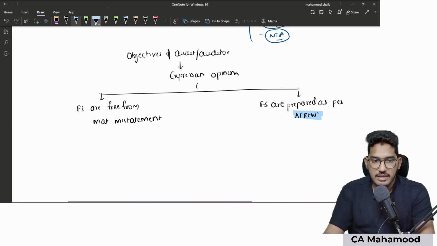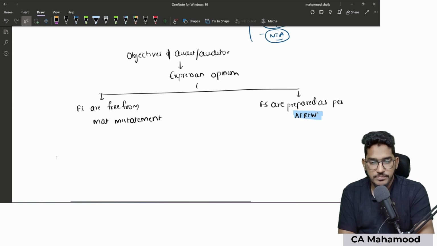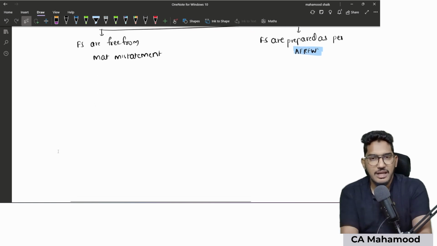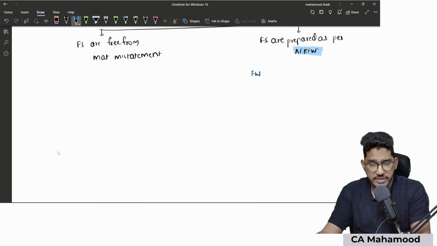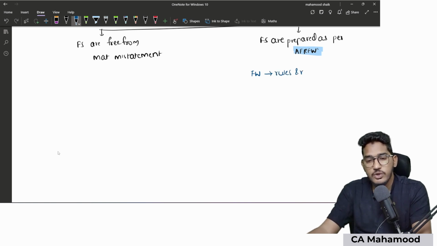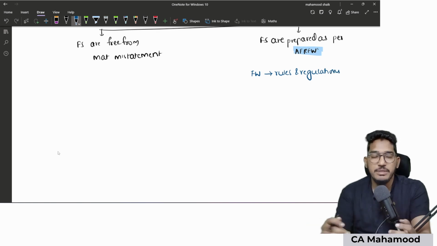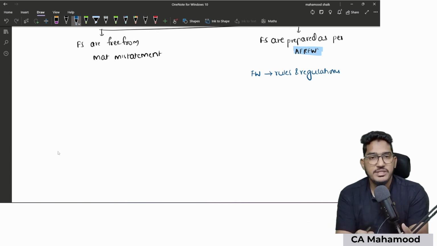Now we need to understand what is the meaning of this term applicable financial reporting framework. Let us divide this lengthy term into subparts and try to understand the significance and meaning of each part. First, I will start with framework. What is the meaning of the term framework? Framework simply means the rules and regulations for doing some activity.